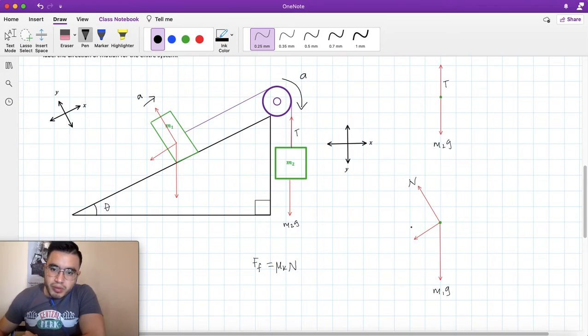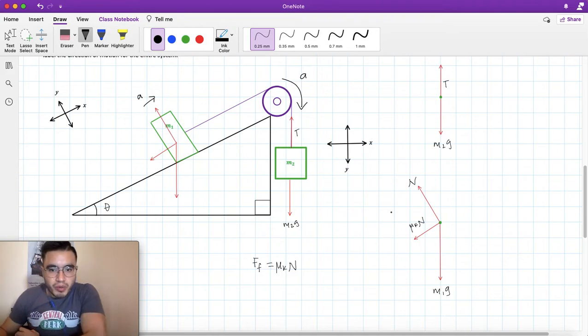So mu, let's do it again. Mu sub k times the normal. Very good. Now this is completed. We have to break it into components because now we don't have just x and y direction, because the weight has a different direction, not only y or x.